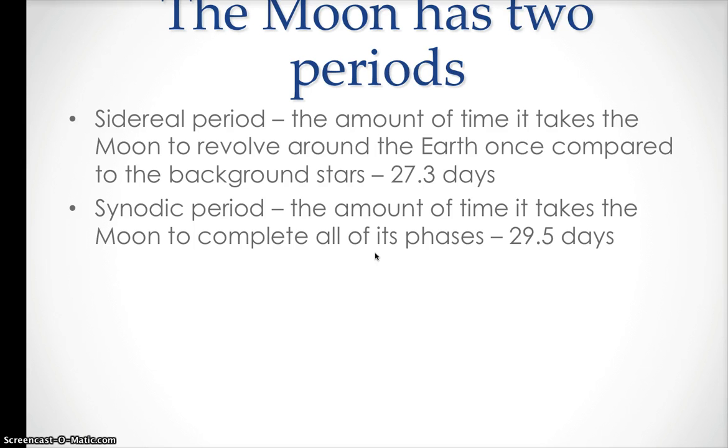The synodic period is the amount of time it takes the moon to complete all of its phases. That's actually a little bit different. It's 29.5 days. We might have had it in our mind that the moon's phase is about 30 days, which is approximately correct. It takes about 1 month for the moon to go through all its phases.